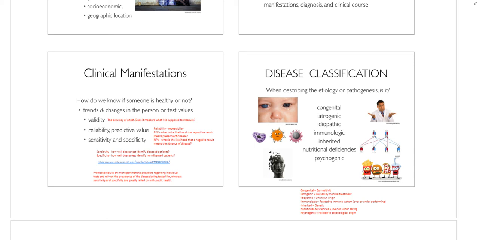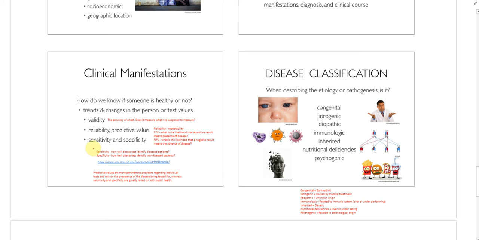But some of the things we have to be considerate about for tests are the validity of those tests, which is the accuracy. So does the test measure what we want it to measure? And then reliability. Are we able to use the results of that test and get the same results every time we do the test, making it repeatable? Predictive value is normally expressed as a positive predictive value or a negative predictive value.